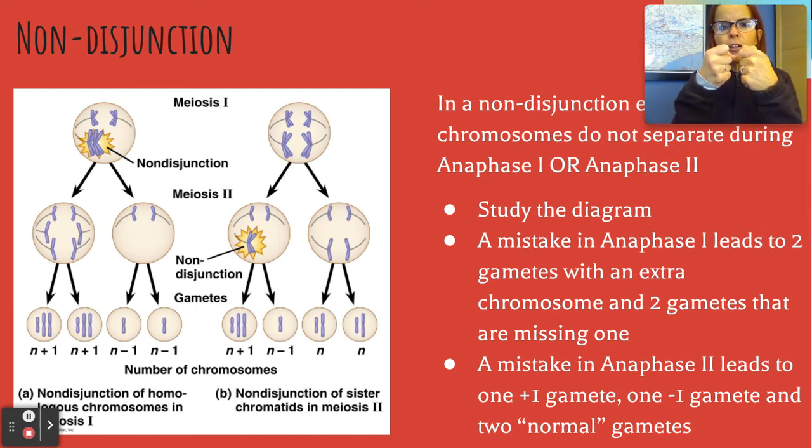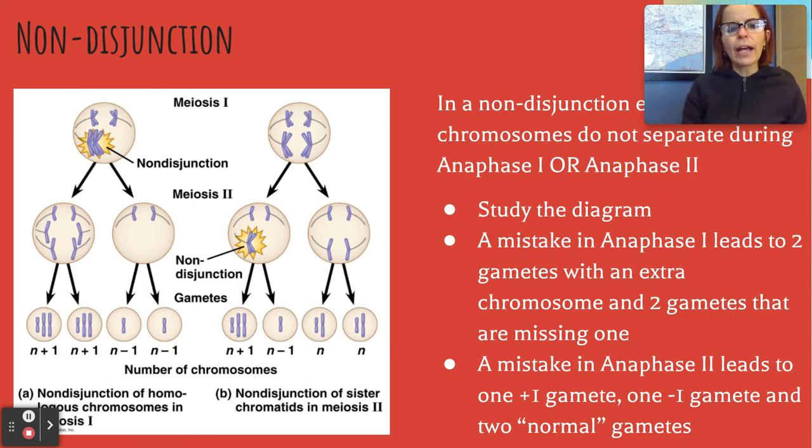But notice in the diagram that there's two that stay stuck together and they go to one side. And so what ends up happening, if you follow those two all the way down, you end up with some gametes at the bottom. On the far left, the two have an extra chromosome, and the two on the right have a missing chromosome. So it screws up the total number of chromosomes in the sperm or the egg or the pollen. Look at the other diagram.